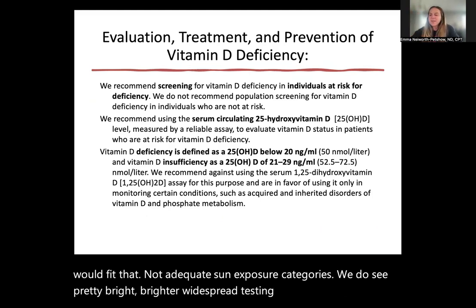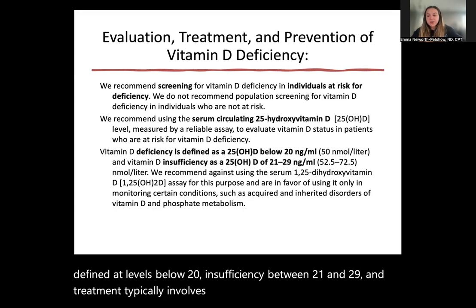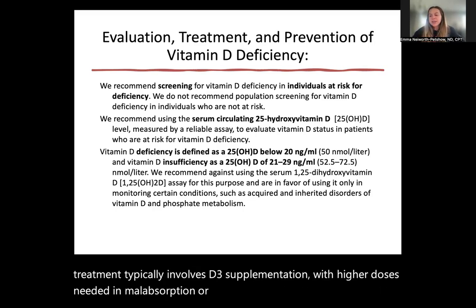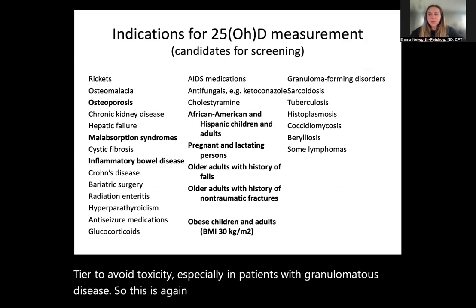Deficiency is defined at levels below 20. Insufficiency is between 21 and 29, and treatment typically involves D3 supplementation with higher doses needed in malabsorption or obesity. Monitoring is really important here to avoid toxicity, especially in patients with granulomatous disease. So this is again providing further indications for a 25 hydroxy vitamin D measurement.